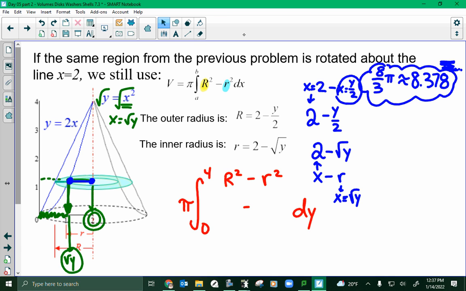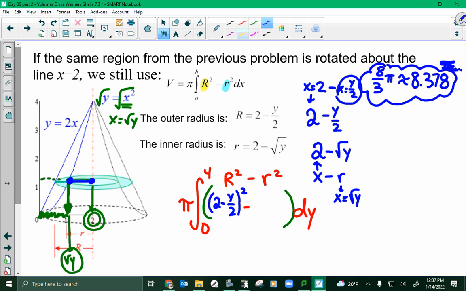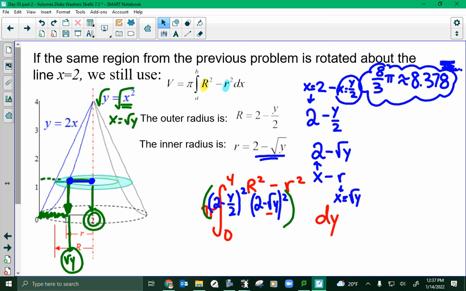There you go. Now we just plug it in a calculator. Okay, let's put it in there just as it is. The calculator is going to give you 2 parentheses here. So I take my bigger radius, which is 2 minus y over 2, and I square it. Minus my smaller radius, which is 2 minus the square root of y, squared. I'm going to put that right in the calculator.